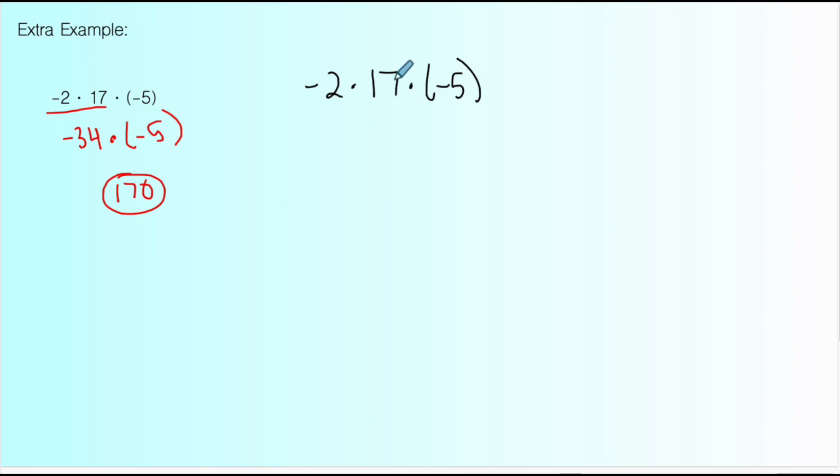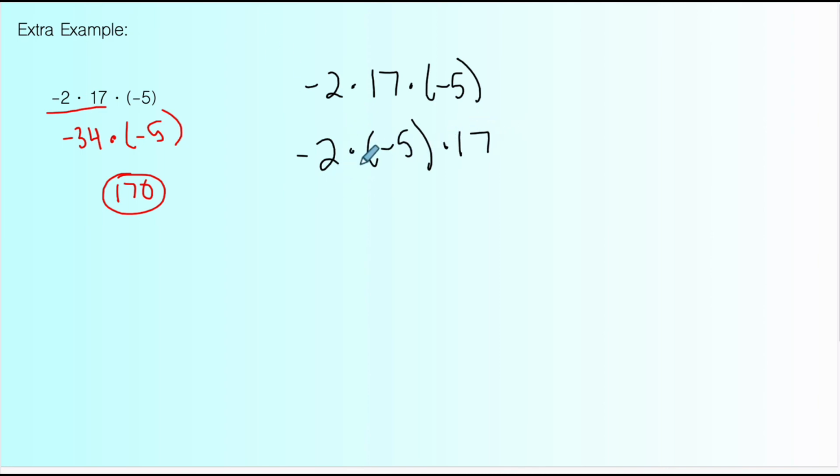Other people will take that same problem, negative 2 times 17 times negative 5, and they'll say, we learned these rules, commutative property, associative property, etc. Well, in this case, you could use the commutative property to switch the problem around a little bit. You could do negative 2 times negative 5 times 17. Might make it a little bit easier to work with.